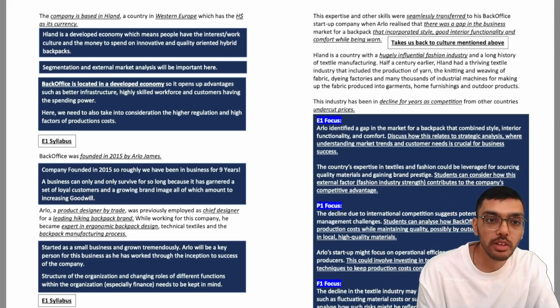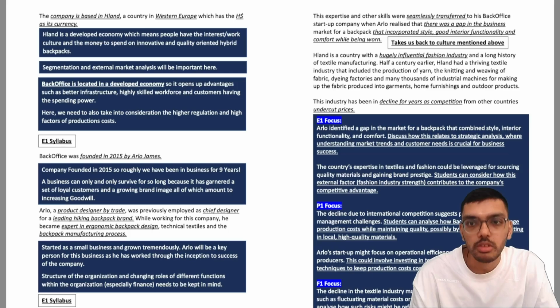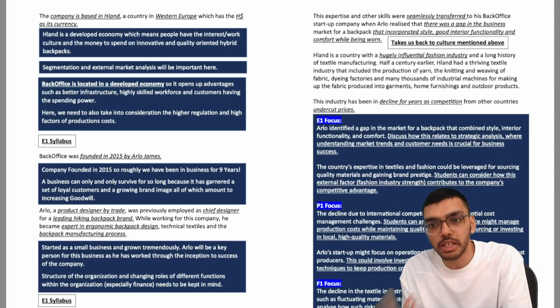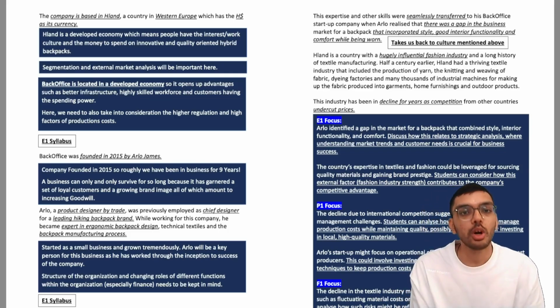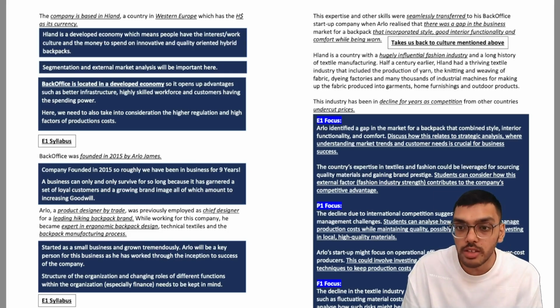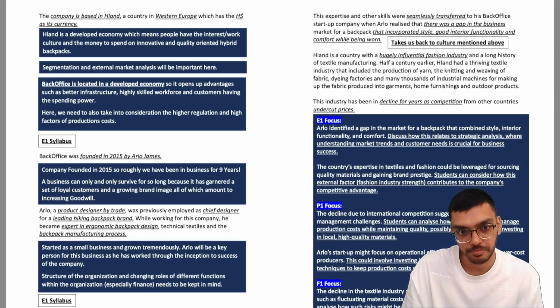BackOffice was founded in 2015, a relatively new company, by Arlo James. But as you can see, or as you can think rather, any company that has survived for 9 or 10 years has been successful to some extent. Otherwise, why would you survive? If you're making repeated losses, you don't really survive. So a company has survived for 9 years, which clearly means that it has garnered a set of loyal customers, brand image, brand value. People are coming back and buying our products. So we have built goodwill over these 9 years, and that is why we have existed.